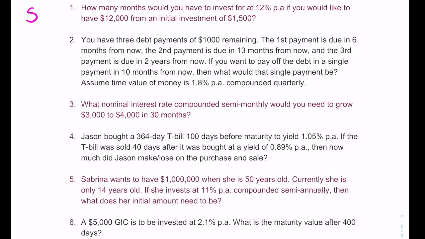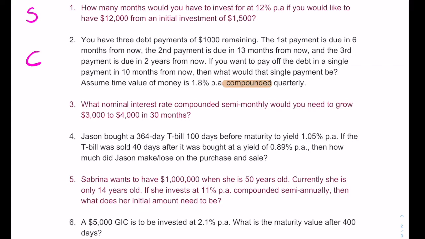Okay, question number 2. You have 3 debt payments of $1,000 remaining. The first payment is due in 6 months, second payment 13 months, third in 2 years. You want to pay it off with one single payment at 10 months from now. Then what would that single payment be? Assume time value of money is 1.8% per annum compounded quarterly. Voila. Compounded. That is the key for this whole question. This tells you right away this is a compounding question. And now you know which set of tools you're going to be needing.